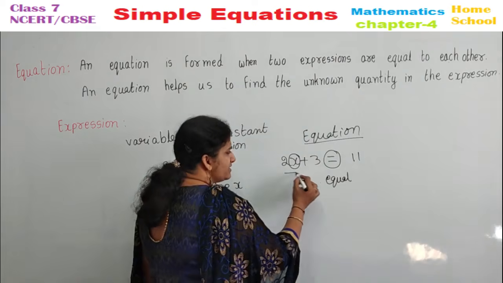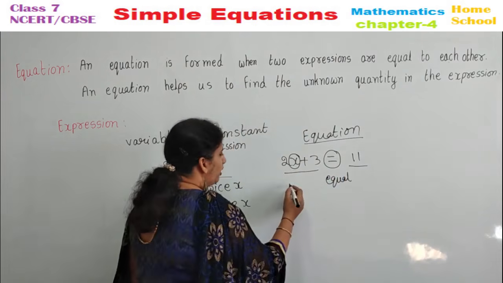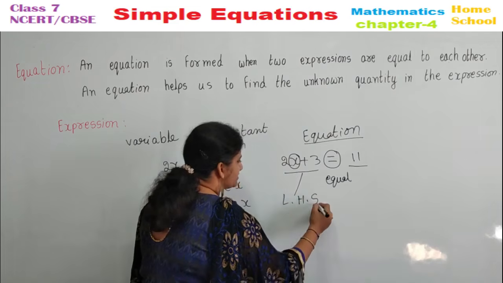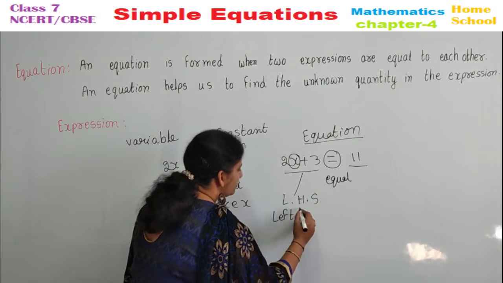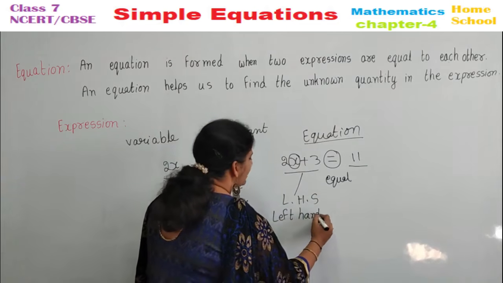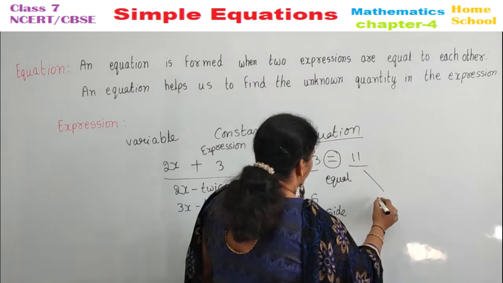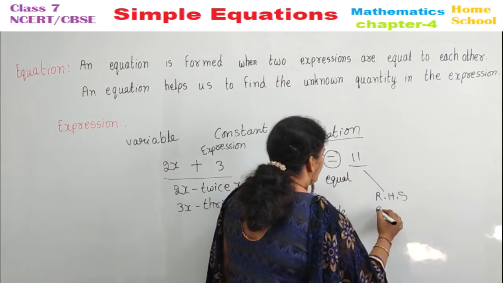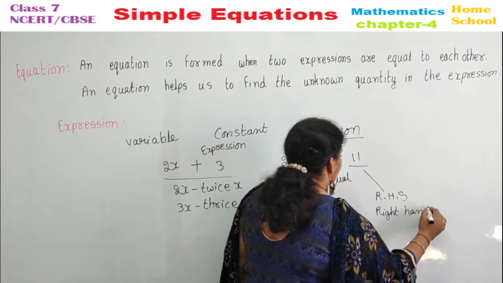When two expressions are equal to each other, we call it an equation. And what is this side and what is this side called? We call this LHS. What is the full form of this? Left hand side. And this side we call RHS. Its full form is right hand side.